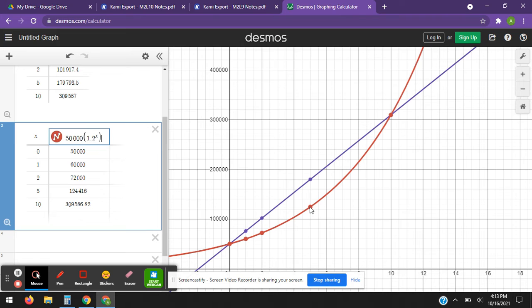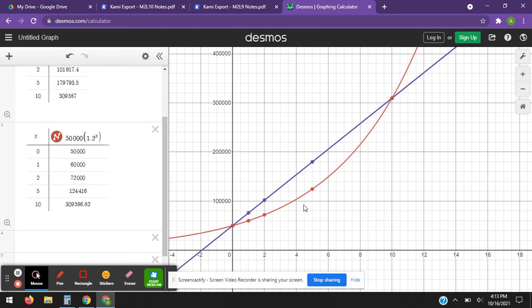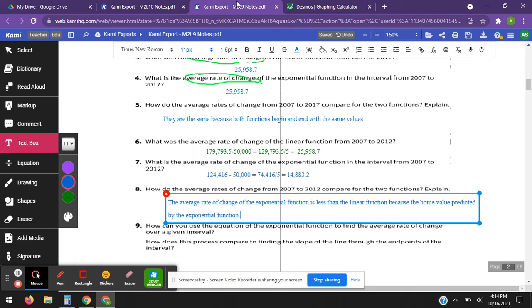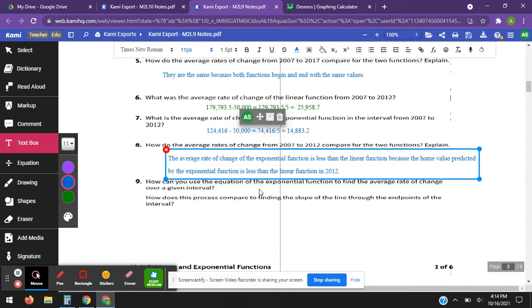So if I look at year 5, which is right here, let's get this up just a tad. There we go. So this is year 5. Notice how the exponential function is lower, which makes it a smaller slope if we're going straight across here as opposed to straight up here. So that is a less steep hill, so that is a smaller slope. Exponential function, home value is less than the linear function in 12.